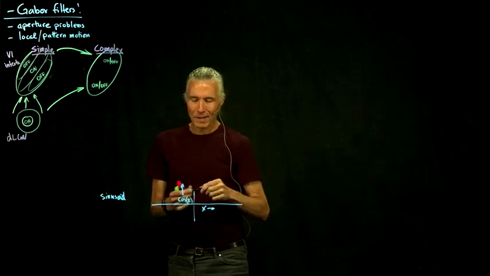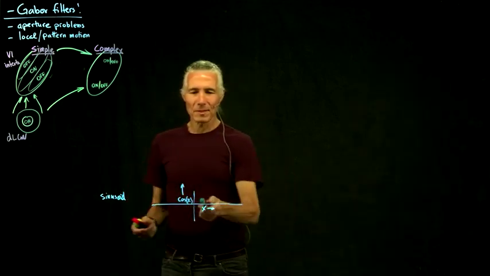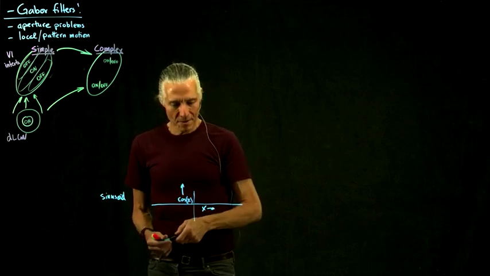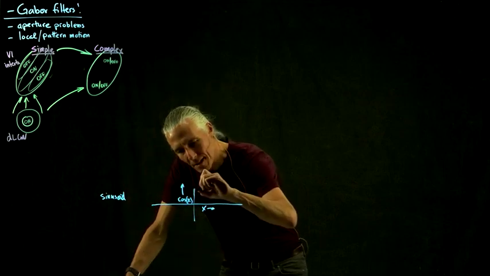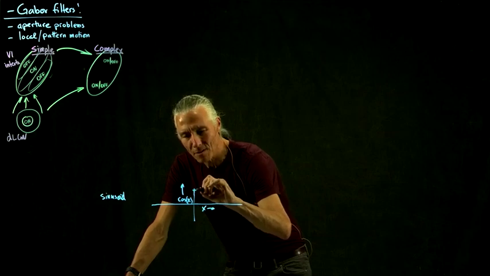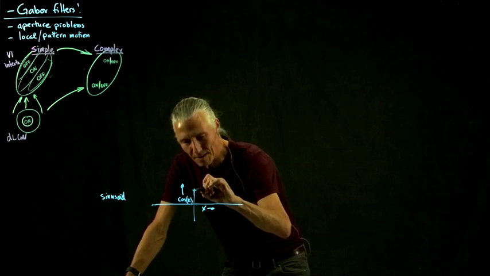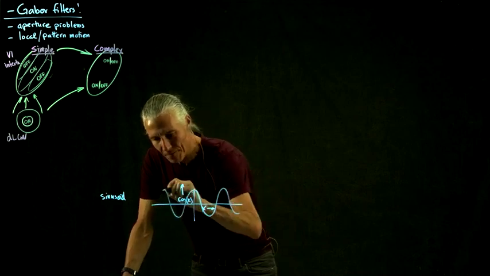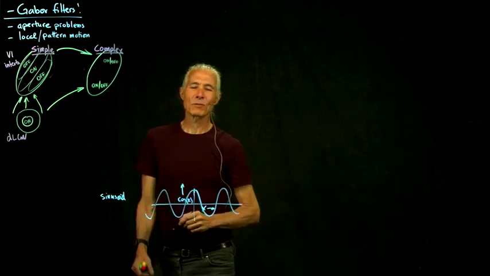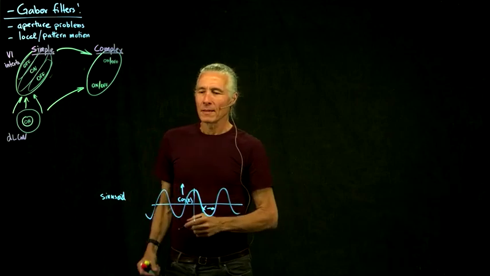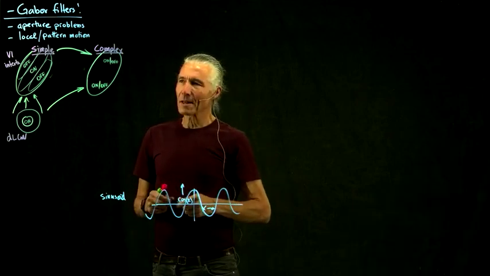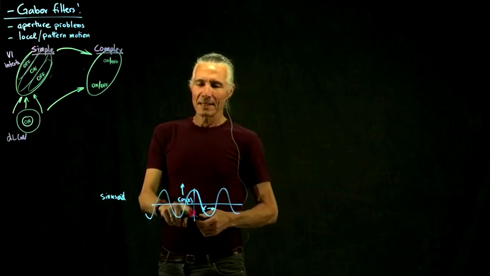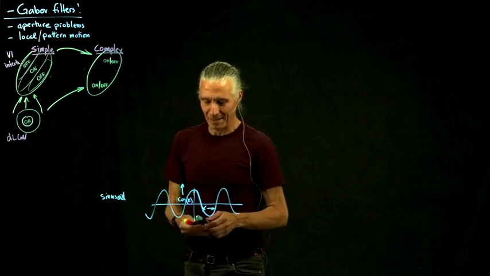If you just plug that into MATLAB or some program and just plot cosine of x, what does it look like? It basically starts at 1 at 0, and then it goes down and up and down, something like that. So that's what a cosine looks like. So what is a Gabor filter? A Gabor filter is you take a cosine and you multiply it by a Gaussian.